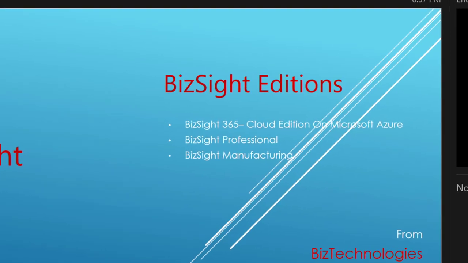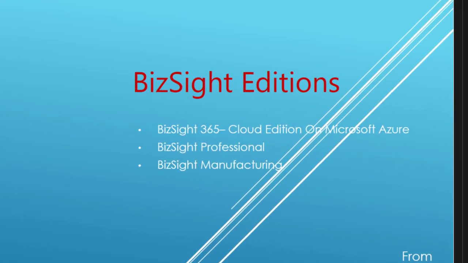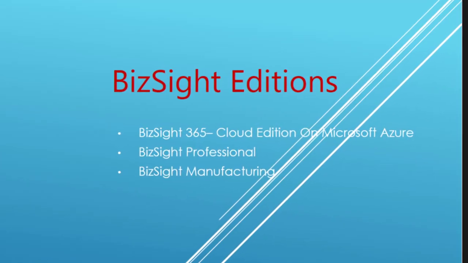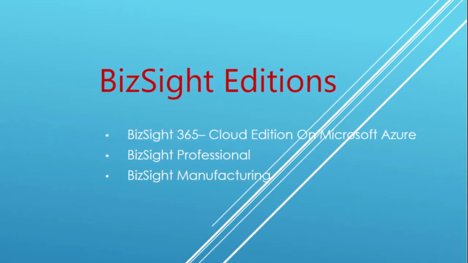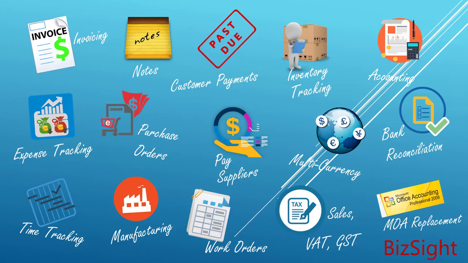BizSight is offered in three different editions: BizSight 365, which is our cloud edition, hosted on Microsoft Azure, and our on-premise editions, BizSight Professional and BizSight Manufacturing. You have a lot of functionality bundled into BizSight, well beyond financial accounting software. You have multi-currency capabilities for international markets, value-added taxes, time tracking against jobs, manufacturing software, and a migration utility for Microsoft Office Accounting.